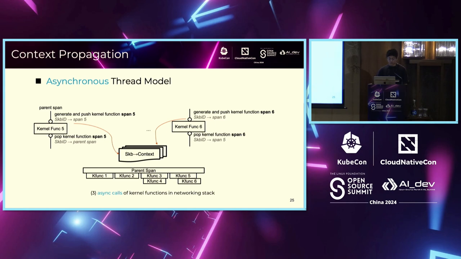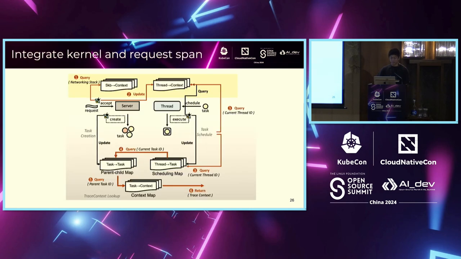When kernel function 5 processes a packet, we create span 5 and bind it to the SKB. When another thread runs kernel function 6, it can refer to the SKB and find that span 5 is active, and we create span 6 based on span 5. So kernel function 6 is a subspan of span 5 in the trace. With kernel level tracing in place, now we need to integrate this with request level tracing.